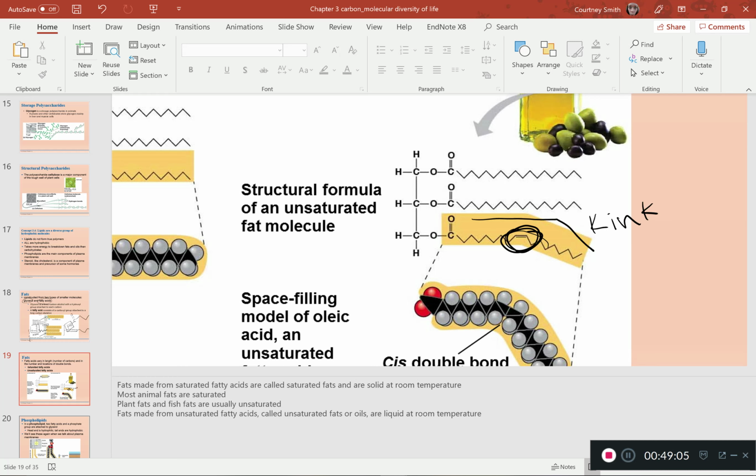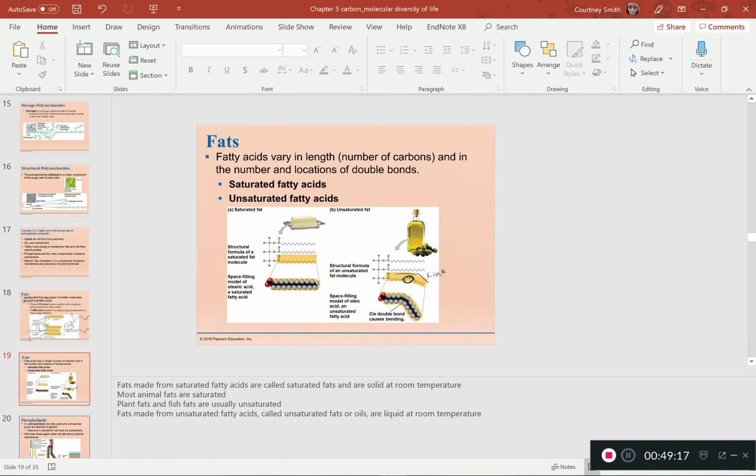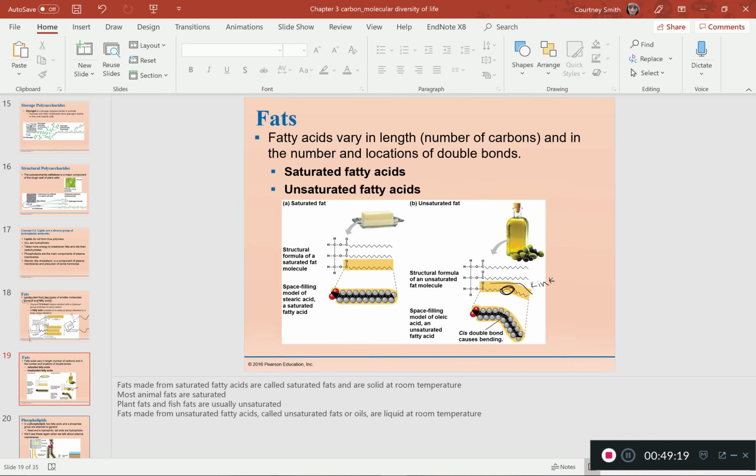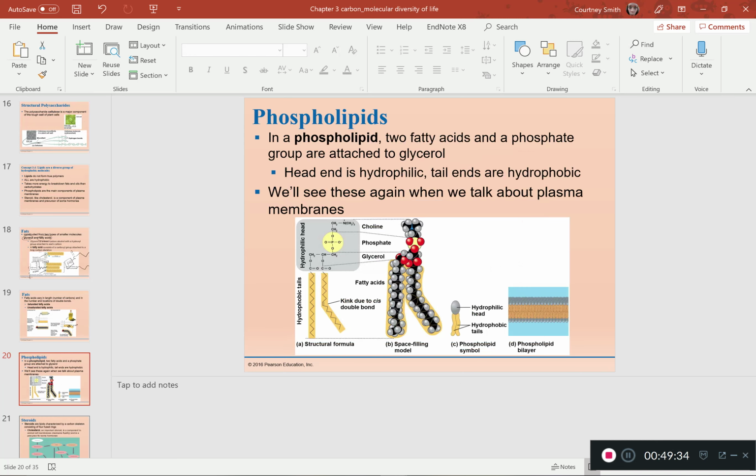Okay? So kinks are very important. And we'll get more into why kinks are important whenever we get into cellular membranes. But just know that in the context for this slide, an unsaturated fat has a kink in its chain, meaning that there is a double bond present. And then an example of that are oils. So that's an example. And then one last thing is phospholipids.